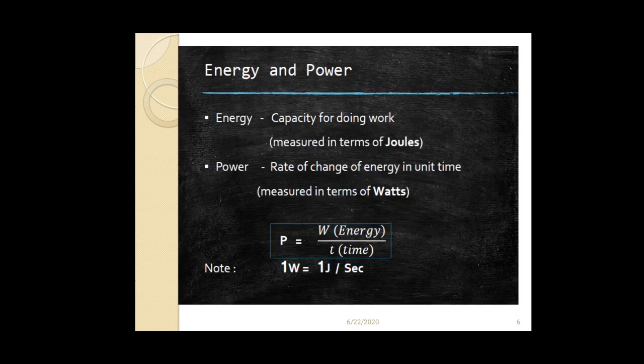The next parameter is energy. Energy is the capacity of doing work. The next parameter is power. Power is the rate of change of energy, and it is denoted by P. It is expressed in terms of watts. Mathematically, it is expressed as P equals W upon T, where W is the energy, T is the time, and P is the power.